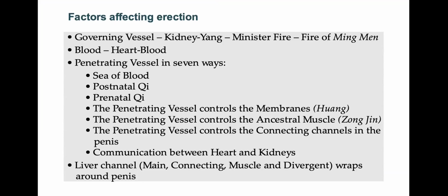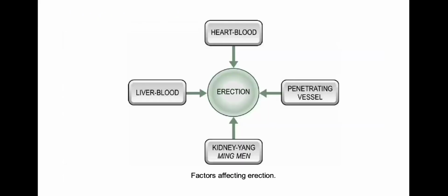The penetrating vessel controls the membranes. The penetrating vessel controls the ancestral muscle. The penetrating vessel controls the connecting channels in the penis. Communication between heart and kidney. The liver channel, main, connecting, muscle and divergent, wraps around the penis. As you can see in the diagram, the heart blood, the liver blood, the penetrating vessel, kidney yang, Ming Men, these are all factors affecting erection.